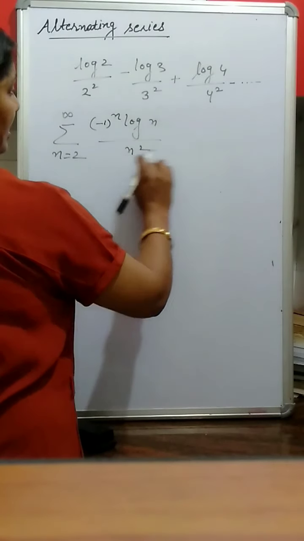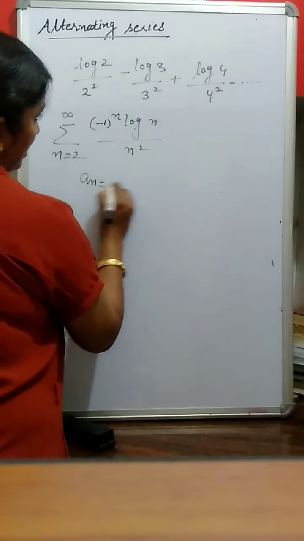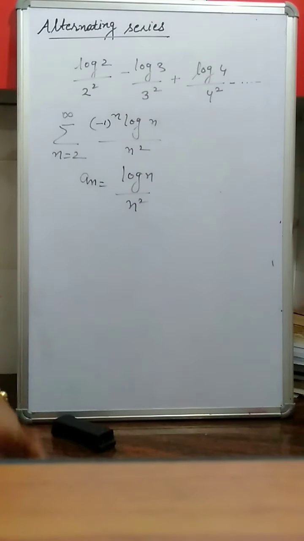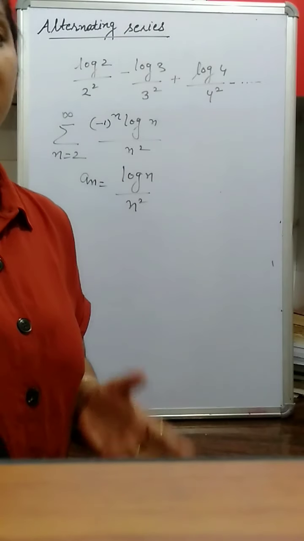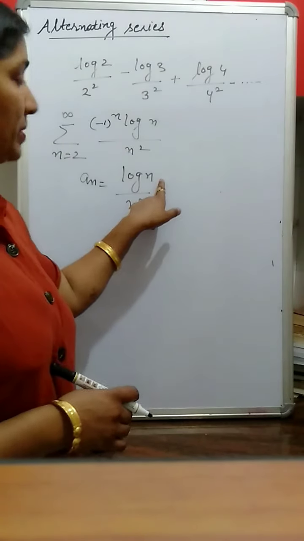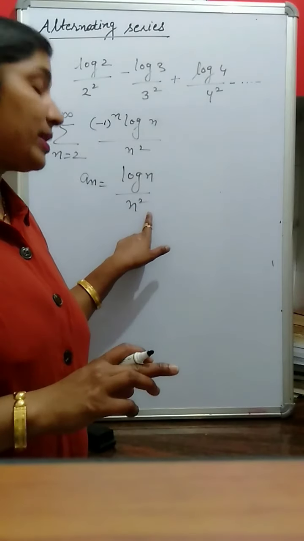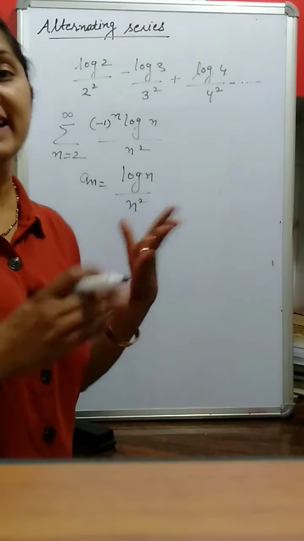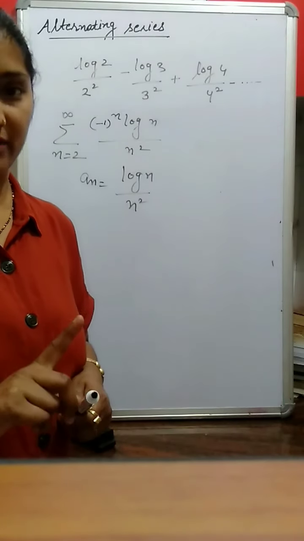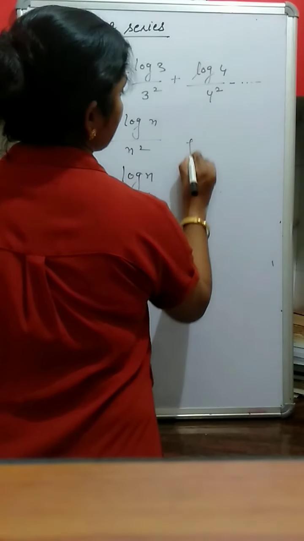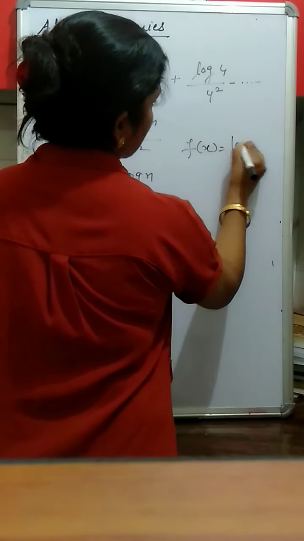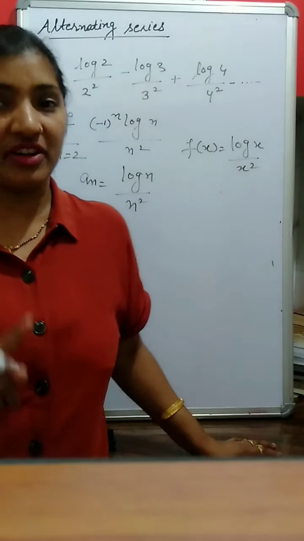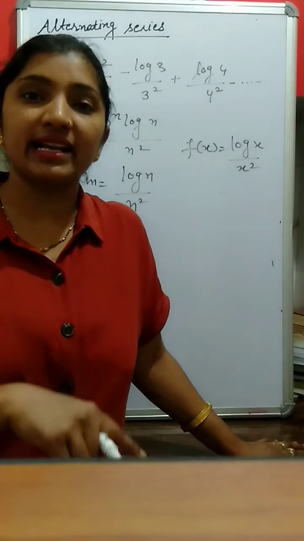Now, here a_n is log n by n square. We want to check whether a_n is monotonically increasing or decreasing. The numerator is an increasing function, the denominator is also an increasing function. So, to check whether this function is increasing or decreasing, we will use the derivative method. If we take f(x) as log x upon x square, we know that if the derivative is positive, the function is increasing, and if the derivative is negative, the function is decreasing.